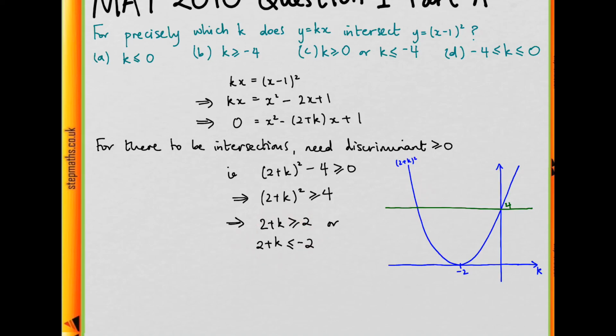And so if I rearrange these inequalities for k, by taking 2 off both sides for this, we get k is greater than or equal to 0, and taking 2 off both sides for this gives us k is less than or equal to minus 4. We see that corresponds to answer C.